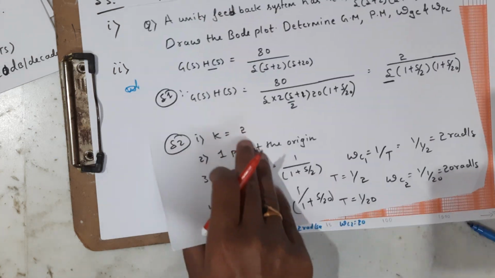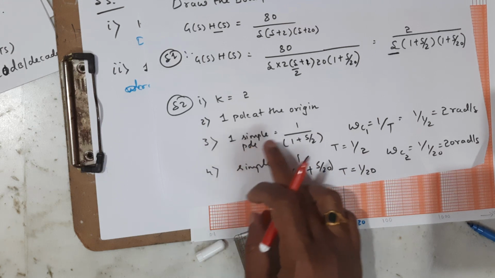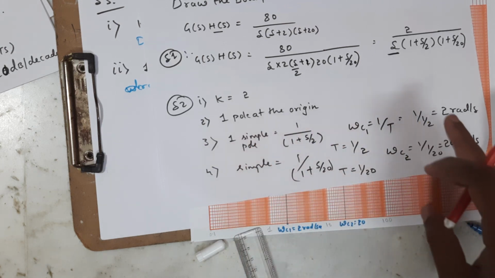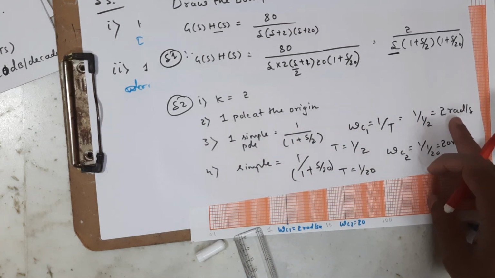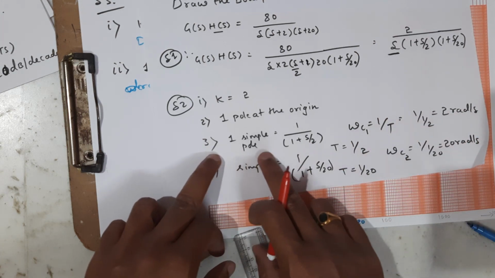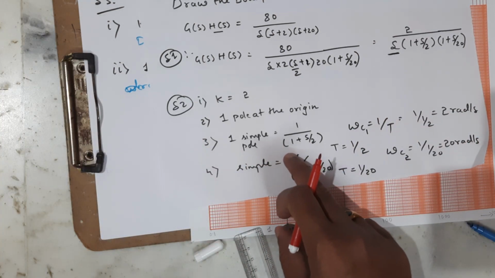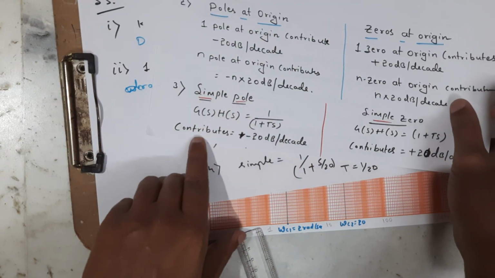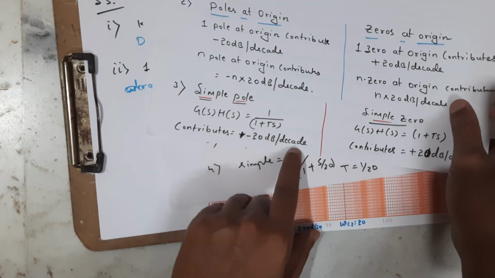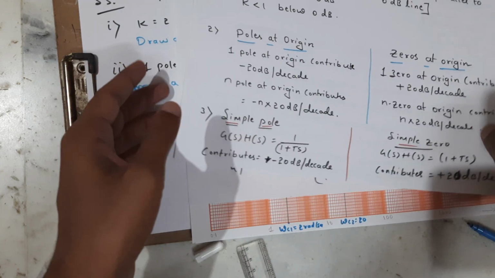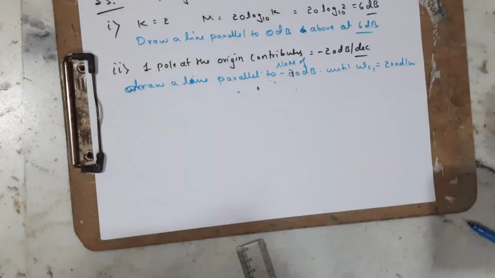What is the next contribution? At omega C1 equal to 2 radians per second, we come across one simple pole. So what is the contribution of one simple pole? A simple pole contributes minus 20 dB per decade. How to represent this? Simple pole.